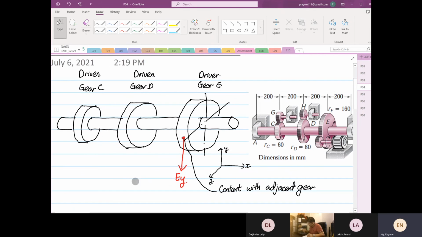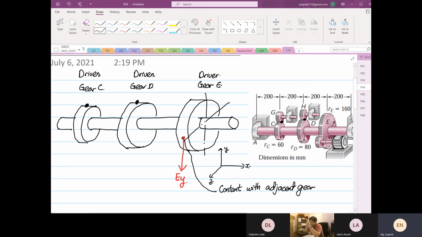So C and D, the contact point is at the top. Right? So this is the contact. This is the contact. Yes or no? Because this is where the contact is, and this is where the contact is. Now the question is this: is the force in gear D going into the page or coming out? Anyone?